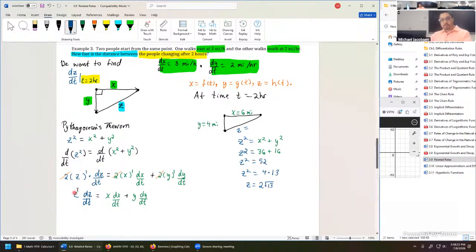So now we have a value for z, a value for x, a value for y. We have the values for dx, dy here and here. We can plug in everything, and the only unknown will be dz dt at time 2 hours. So that's going to be our next step. Any questions at all, folks, before we go to drop in all the information down here?